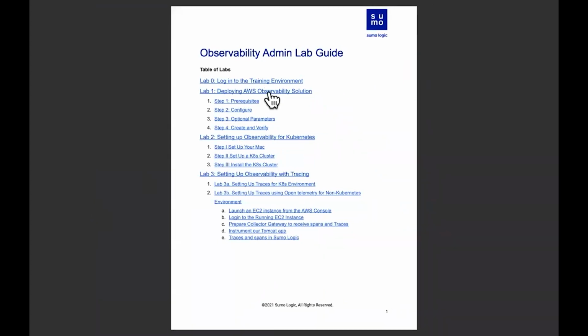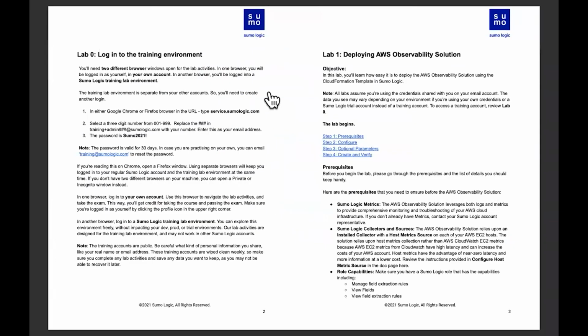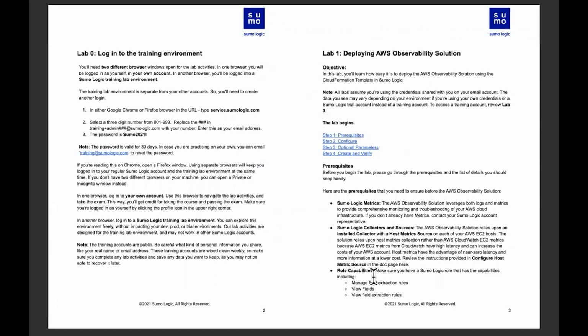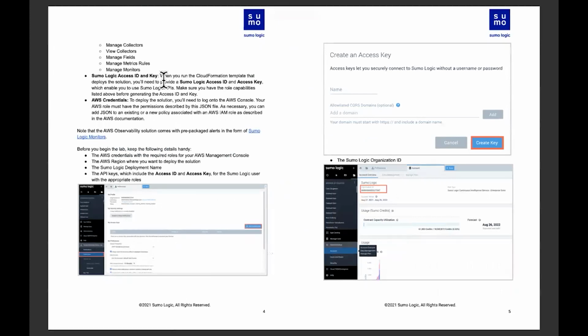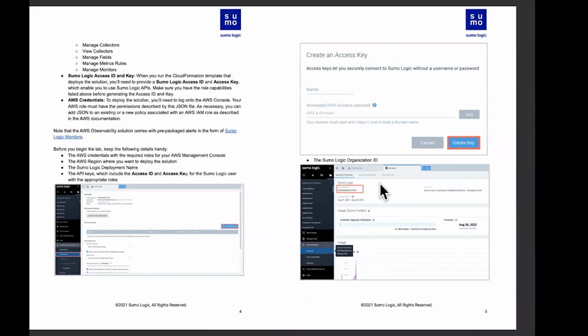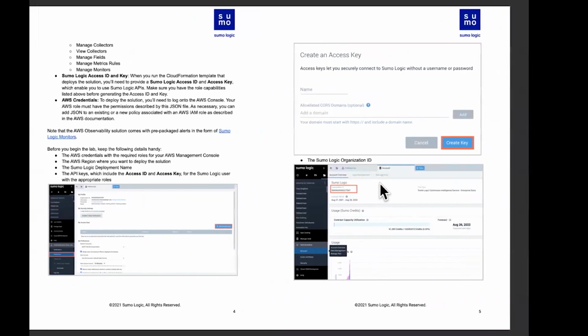Okay, so as far as lab 1, there's some prerequisite information we need, right? We need to have our role capabilities. We need to make sure that we've got an access ID. You need to log into your AWS environment, okay? Now, we created our access key. We've got our organization ID here.